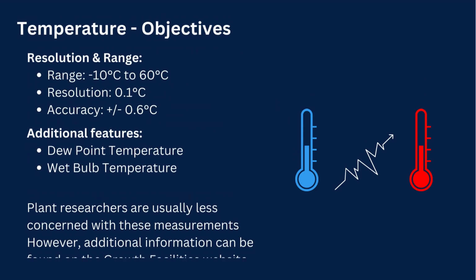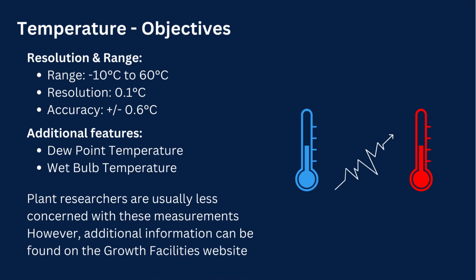In terms of ambient room temperature, this meter has a working range between negative 10 to 60 degrees Celsius with a resolution of 0.1 degrees Celsius and an accuracy of plus or minus 0.6 degrees Celsius. In addition to measuring the ambient temperature, this meter can measure the dew point and wet bulb temperatures. However, plant growers and researchers are usually less concerned with these measurements since they are not met under optimal plant growth conditions.